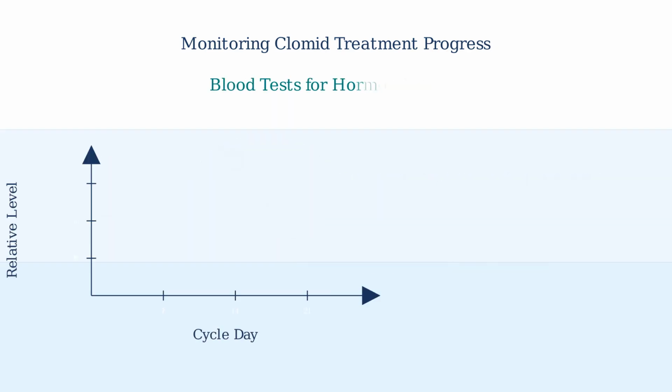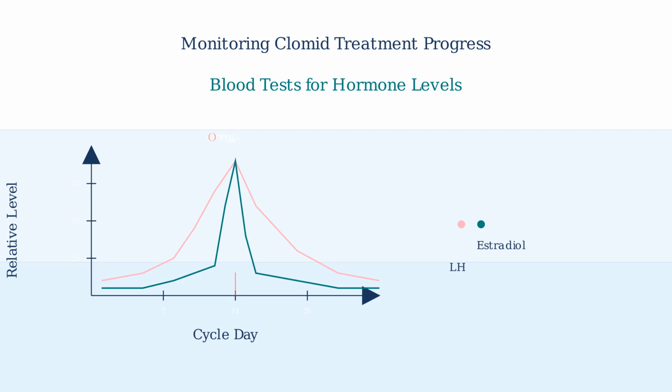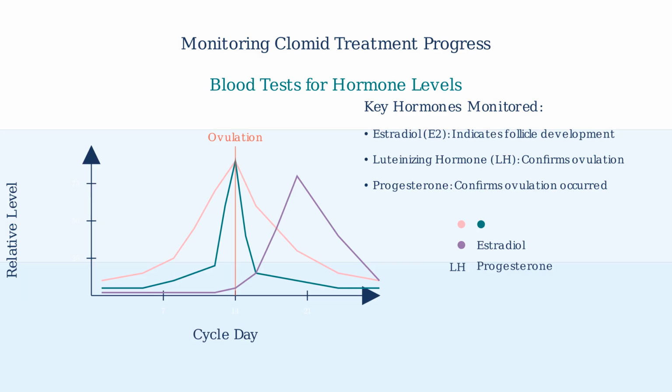Blood tests are crucial for monitoring hormone levels throughout the treatment cycle. Doctors measure several key hormones to assess if Clomid is working effectively. Estradiol, produced by developing follicles, indicates follicular growth and development. Luteinizing hormone, or LH, confirms that an LH surge has occurred, which triggers ovulation approximately 24 to 36 hours later. Rising progesterone levels after ovulation confirm that ovulation has successfully occurred and the corpus luteum is functioning properly.